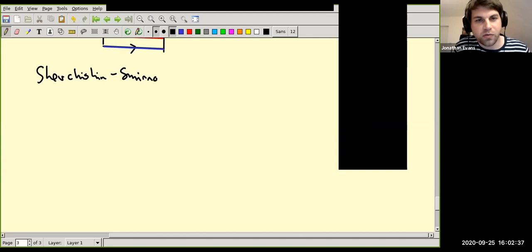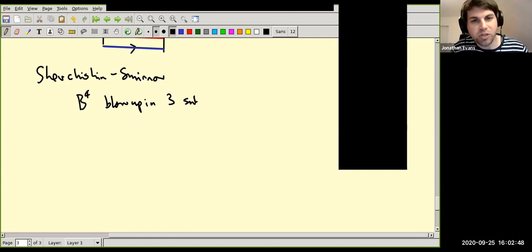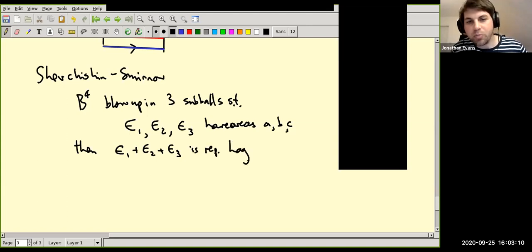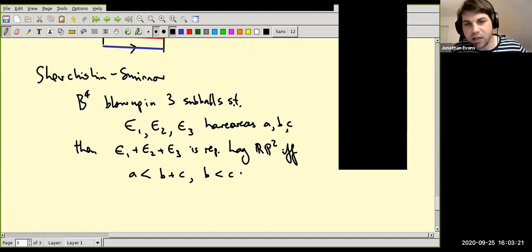Shevchishin and Smirnov have this result that if you take the 4 ball and blow it up in 3 sub balls, so that the exceptional curves E1, E2, and E3 have areas, let's say, A, B, and C, then the Z mod 2 class E1 plus E2 plus E3 is represented by a Lagrangian RP2 if and only if these 3 inequalities hold: A has to be less than B plus C, B has to be less than C plus A, and C has to be less than A plus B. So the 3 triangle inequalities. They have this fantastic paper that proves this.